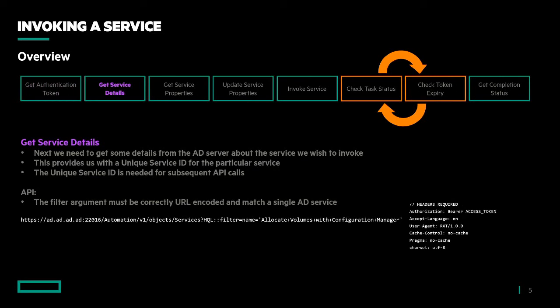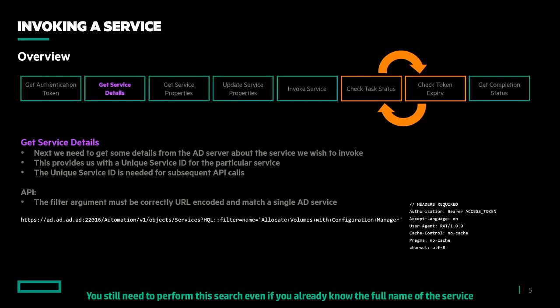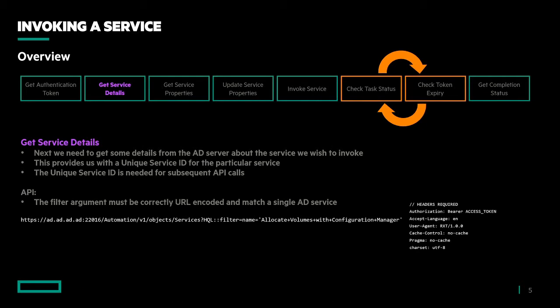Before we can invoke a service, we need to obtain its unique service ID. As Automation Director has a large catalogue of services, we need to perform a search for the service we wish to invoke. Notice how the search filter argument needs to be correctly encoded for inclusion as part of the URL. Having found the required service and obtained the unique service ID, we can proceed to the next step.